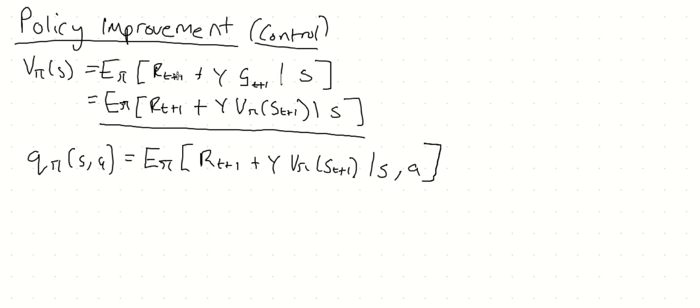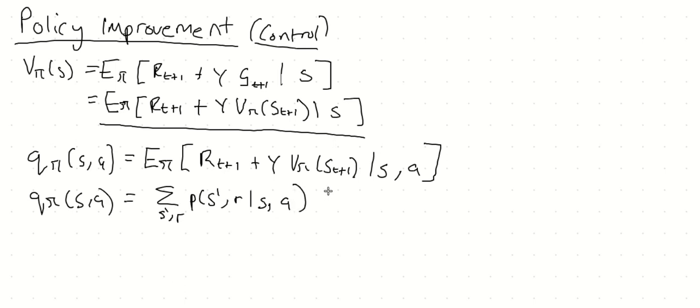Okay. So we can actually break this down even further, right? We can say q pi of s comma a is equal to the summation over s prime comma r of the transition probability of s prime comma r given s comma a, multiplied by r plus gamma times v pi of s prime.